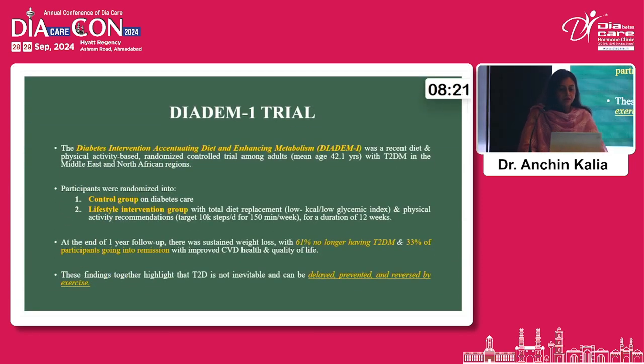So, again there was this DiRECT trial, and again it was seen that at the end of the 1 year of follow-up, in patients with lifestyle intervention versus the control group, 61% no longer had type 2 diabetes and 33% of participants went into remission.